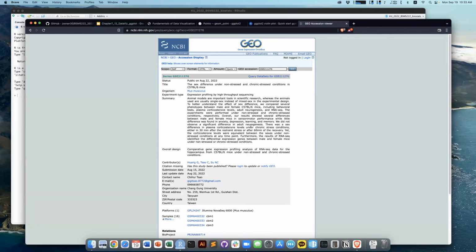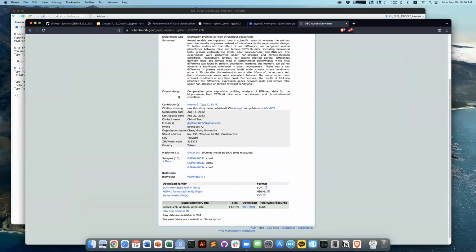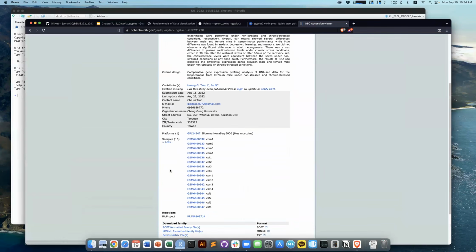Too slow. Okay. What is the data set for? This is the expression profiling by high throughput sequencing. So this is probably the RNA-seq, and here RNA-seq, yes. And this study data set has 16 samples. So we get the 16 samples' raw data set from this page, right?